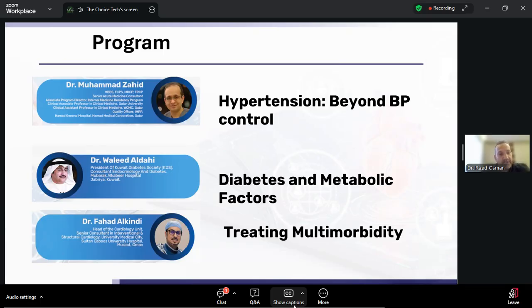We have with us today Dr. Mohammed Zahid, who will begin by discussing hypertension beyond blood pressure control, emphasizing the broader cardiovascular implications of hypertension. Dr. Walid Addahi will then focus on diabetes and metabolic factors, highlighting the interplay between diabetes and cardiometabolic risk. And finally, Dr. Fahad Al-Kindi will address treating multimorbidity, exploring practical strategies for managing patients with multiple coexisting conditions. Together, these presentations provide us with a comprehensive view of modern cardiometabolic care.